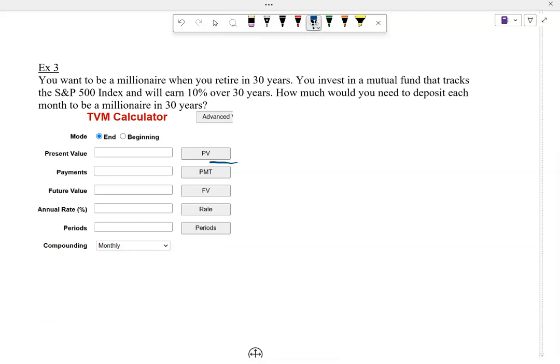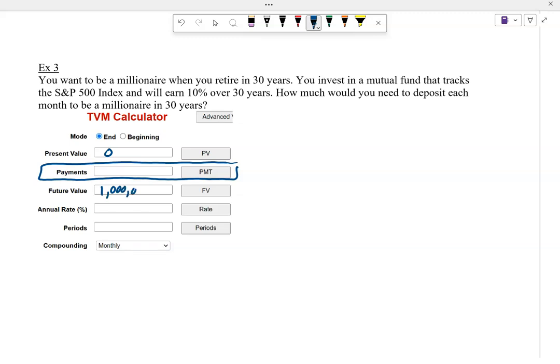So you're solving for payment. What are you going to deposit in there? Now we're starting with 0 for this. And you can use the formula as well if you want to on this. It's pretty tricky to solve for payment on it, but you can. We want to have $1 million in 30 years. So make sure you're compounding monthly.